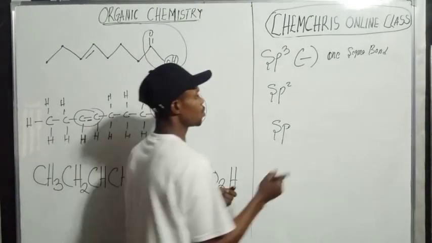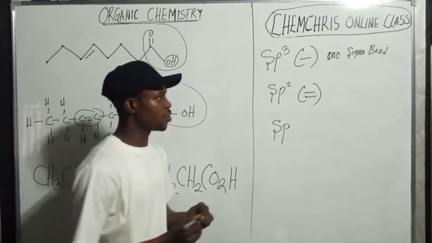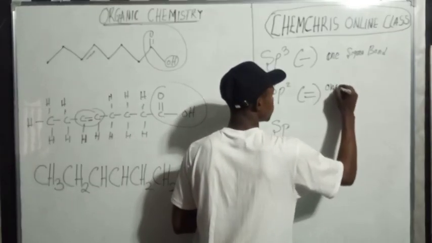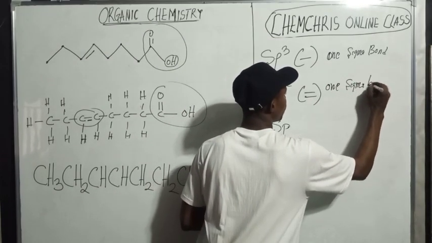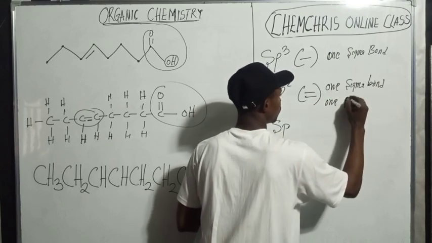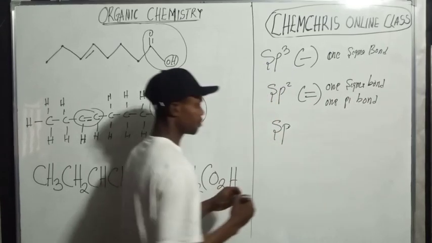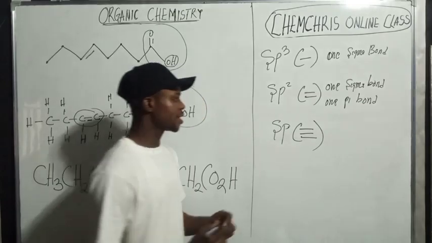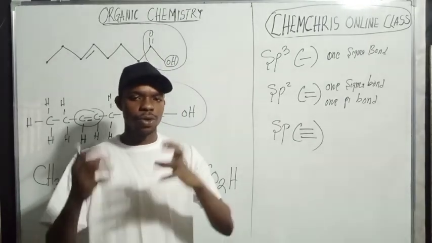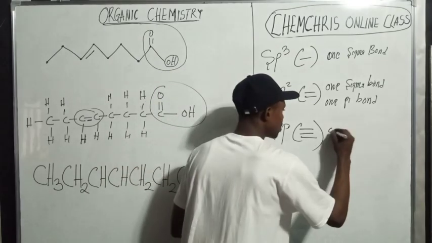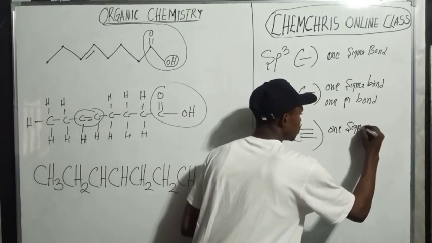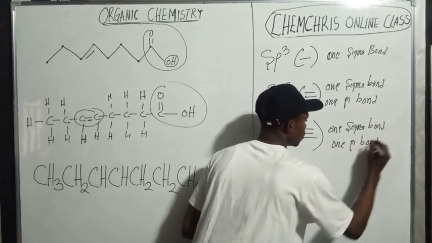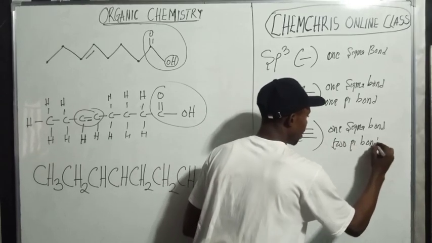Now, sp2 is the double bond. It's a double bond, but it has one sigma bond and one pi bond. Here we have one sigma bond, one pi bond. Now for this one here, sp, you have a triple bond. So it's going to be one sigma bond and two pi bonds. It's very important. One sigma bond, two pi bonds.